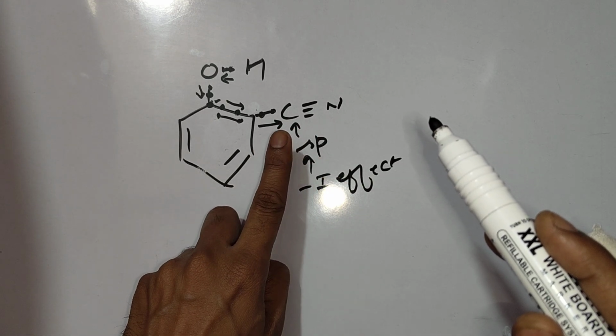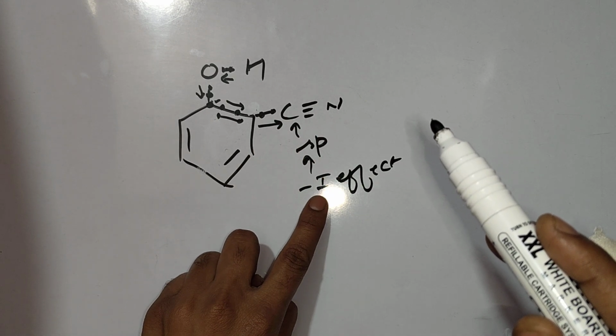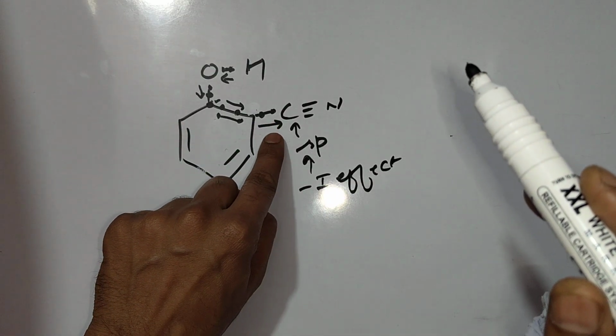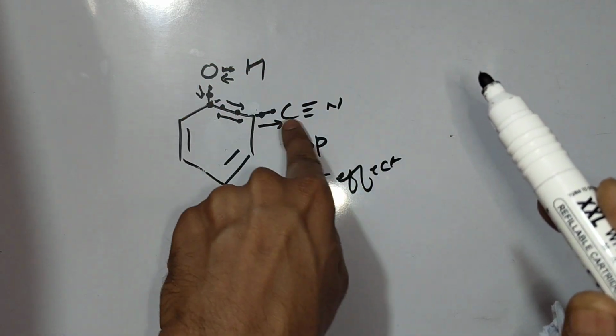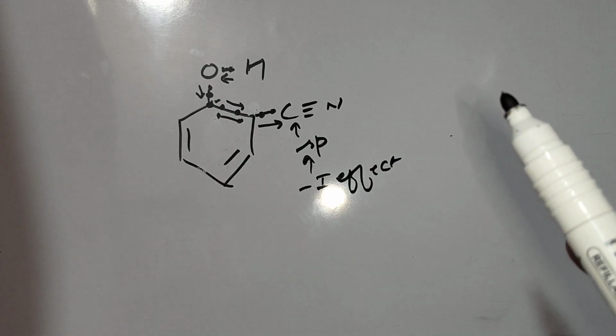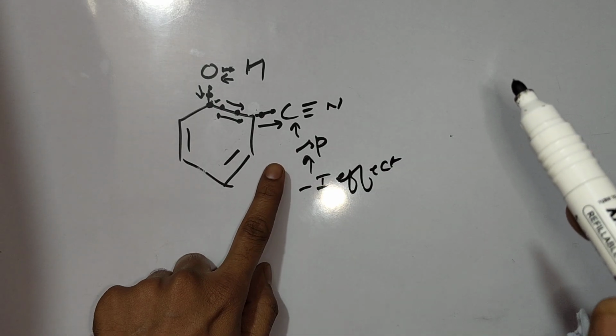This means cyanide is showing minus I effect here, which will affect the OH group like this. All the electrons will shift toward that side. Now minus I effect depends on distance also.